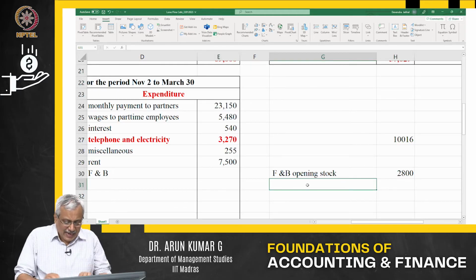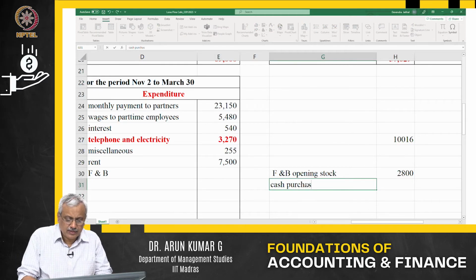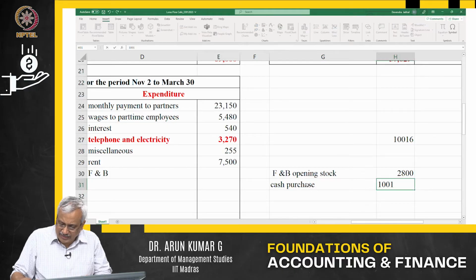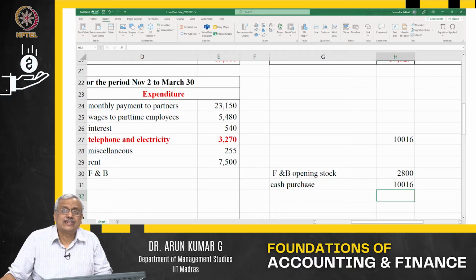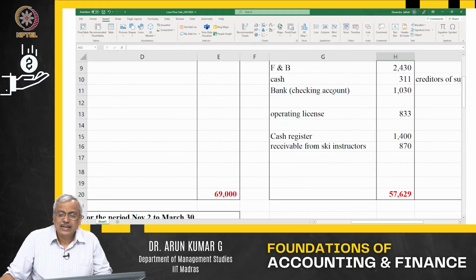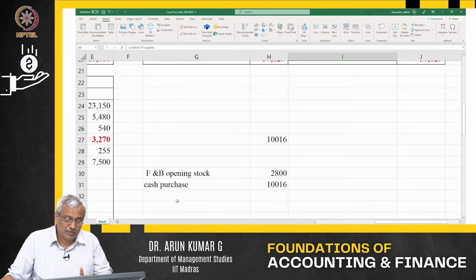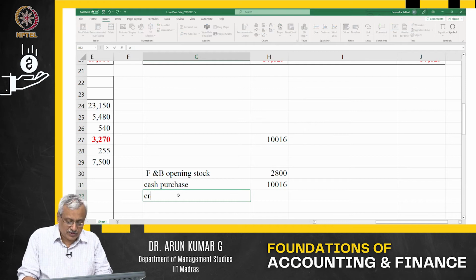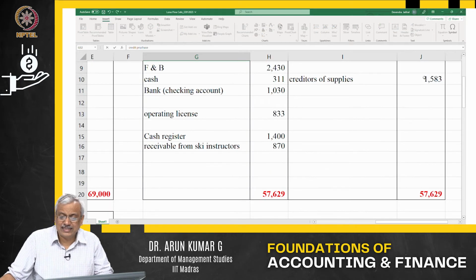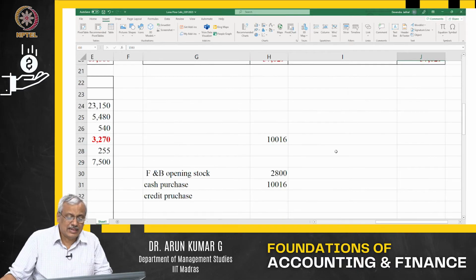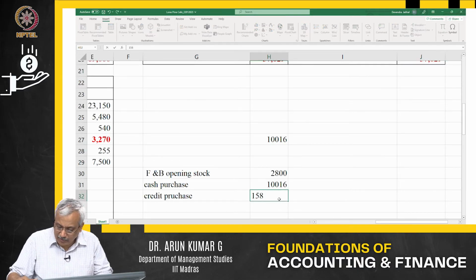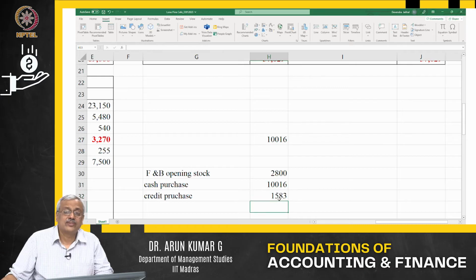Now you say cash purchase. How much have you purchased? 10,016 is the cash purchase. The closing balance sheet says creditors to supplier, some amount here. That means you have also made credit purchases. What is the value of the credit purchase? This is the amount you owe to the supplier, so you have to pay that amount. That is also credit purchase.